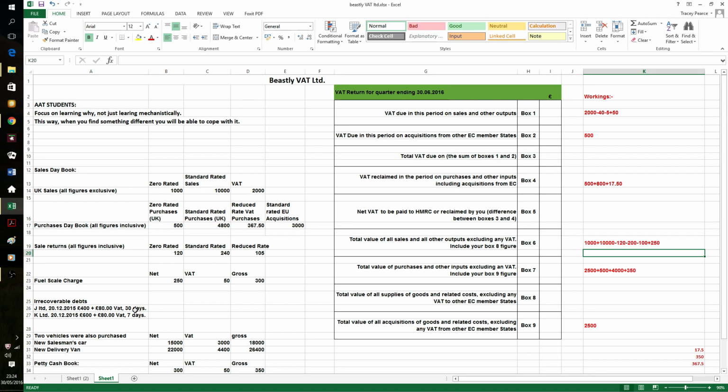Let's have a look. 30 days from the 20th of December would have been the 19th of January, so this wouldn't have been due and 6 months overdue until the 19th of July. That's no good. We're not going to be able to claim that £80 back yet. That will go in the next VAT return. This one, however, the 20th of December would have been due on the 27th, and therefore 6 months overdue on the 27th of the 6th. That one's okay. We're going to claim that £80 back.